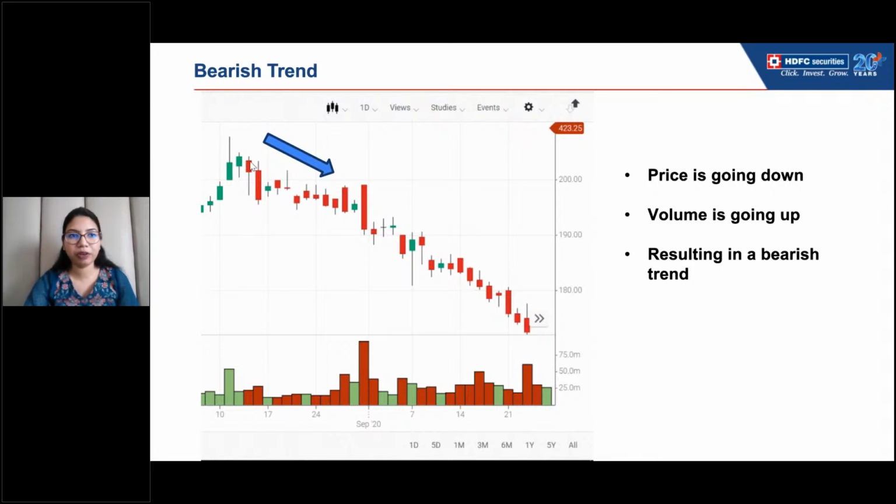Okay, so this is the first clue. Now the price is going downwards, right? Now what is happening in the volume? Volume is going up, correct? So what does it mean?